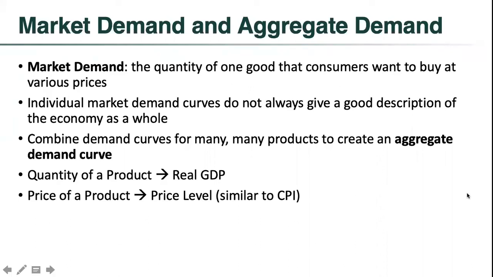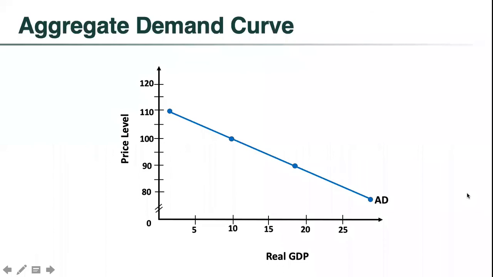And sorry, I'm going to click through. So it looks like this. Like I said, it's going to look very similar to market demand. In fact, it looks exactly like market demand. We're just going to label it AD instead of D. But we do think about it a little bit differently. So like I said, the x-axis is real GDP instead of normally just being quantity, and the y-axis is price level instead of just being price.